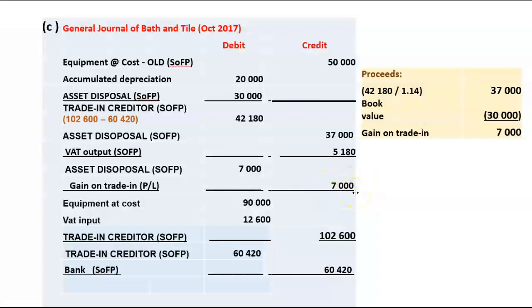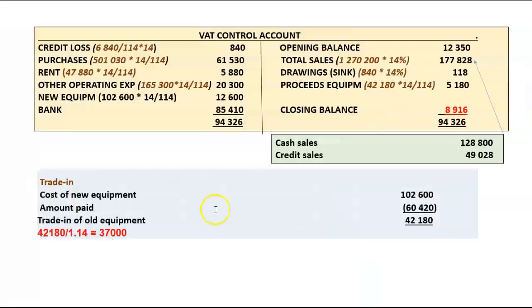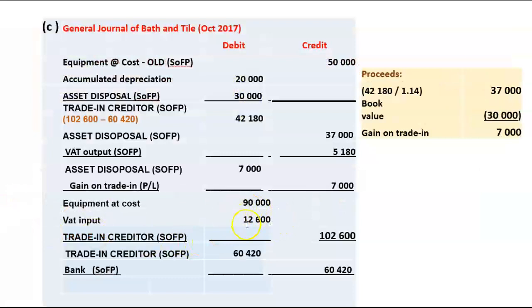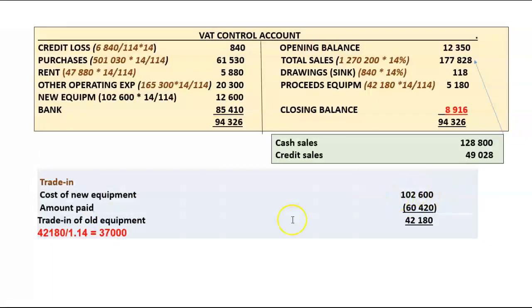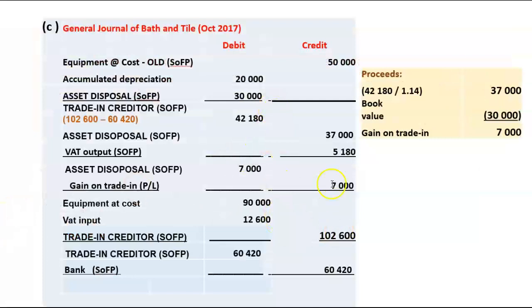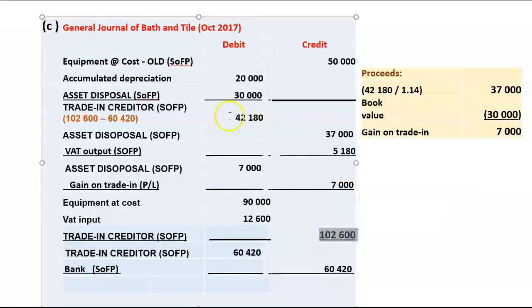Now we're going to record the new machine. We know that the cost price of the new machine was 102,600. We've already worked out the VAT, that is 12,600, so we're going to debit the VAT account 12,600, debit the cost account with the VAT exclusive amount of 90,000, and credit the trading creditor with 102,600, the invoice value of the new asset. In our trading creditor, we now have a debit of 42,180. We have a credit of 102,600. So 102,600 less 42,180 gives us a net credit balance there of 60,420.